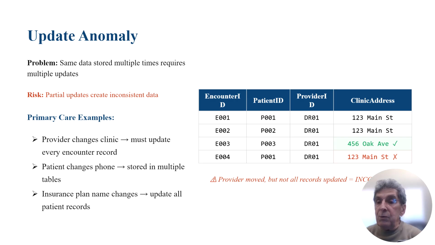Or consider a patient's phone number. In a denormalized database, the phone number might be stored in the patient table, the insurance table, the emergency contact table, and repeated in every encounter. The patient calls to update their number. How many places does your staff need to remember to change it?